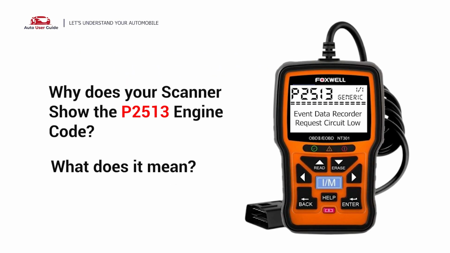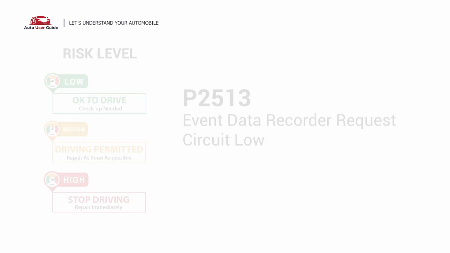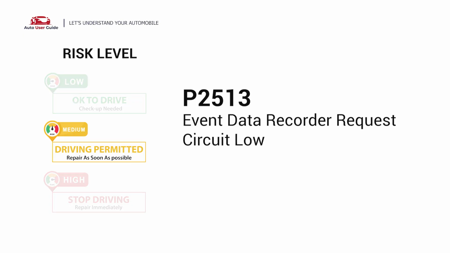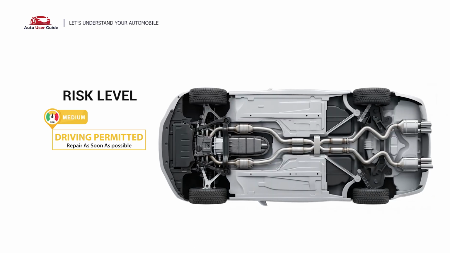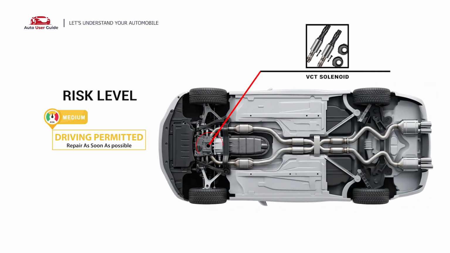Why does your scanner show the P2513 engine code? What does it mean? P2513 is a diagnostic trouble code for event data recorder, request circuit low. The P2513 engine code indicates that the PCM has detected a low voltage in the circuit controlling the vehicle's onboard flight recorder, which records crash and driving data.